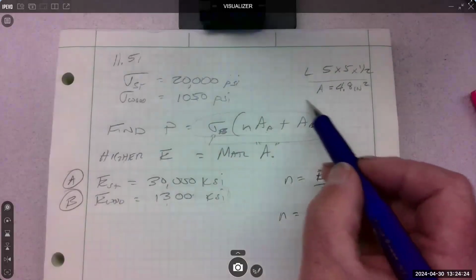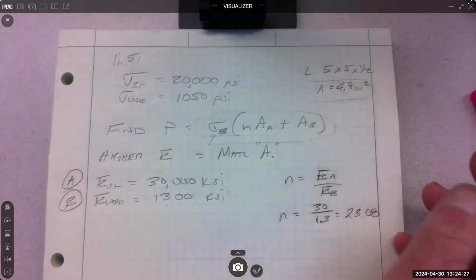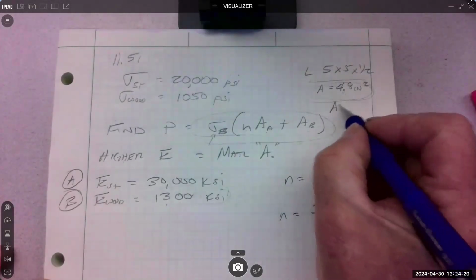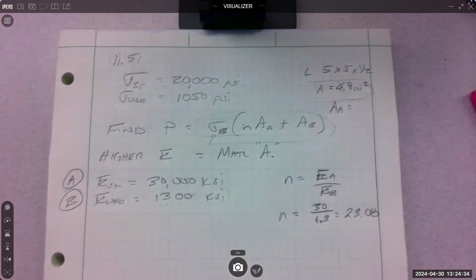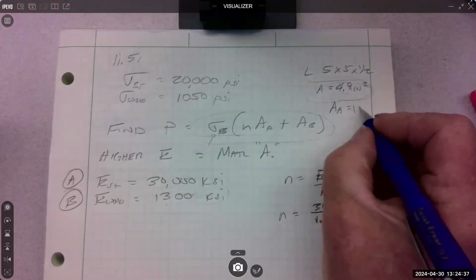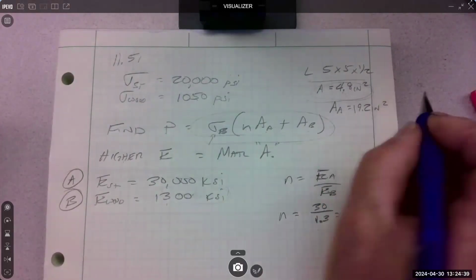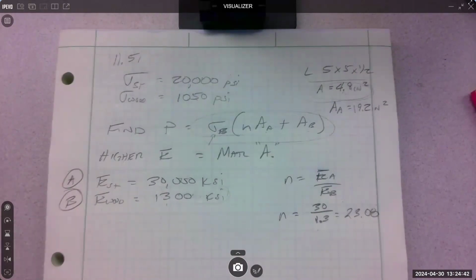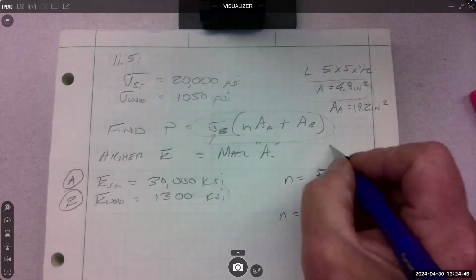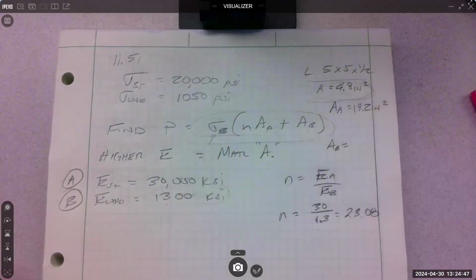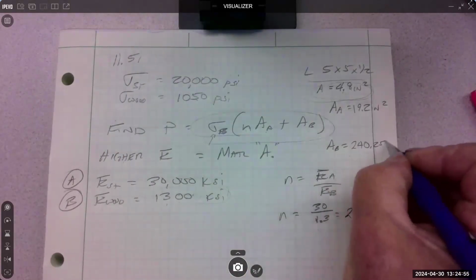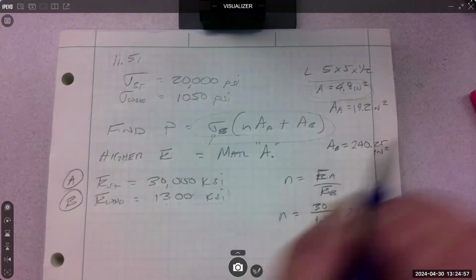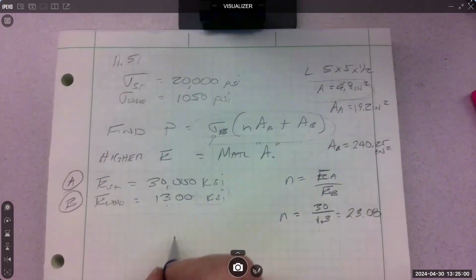And we have how many of these? Four of those. Yeah. So area A is going to be four times that. How much? 19.2. Okay. And then what's area B? Yeah, that's just 15 and a half times 15 and a half. Say it again, Evan. 240.25 inches squared. Yep. So we should be good to go to calculate P.